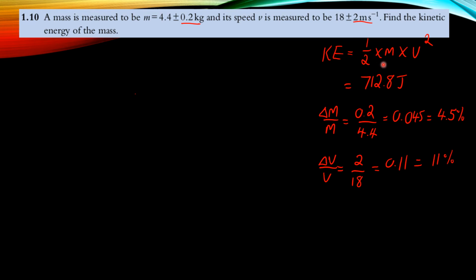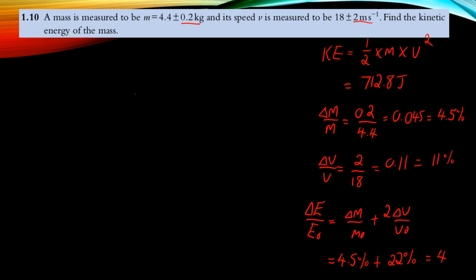So we can ignore that. So what we're after is the energy, delta E over the value of E, is delta M over the value of M plus 2 lots of delta V over the value of V, i.e. 4.5% plus 2 lots of 11% is 26.5, but again 2 sig figs, so we're going to round it. We're rounding it to 2 sig figs is 27%.